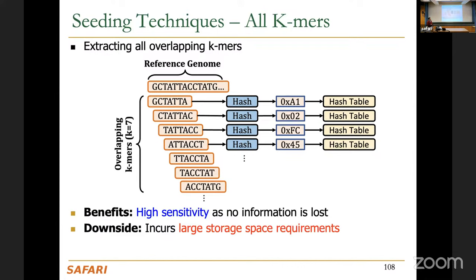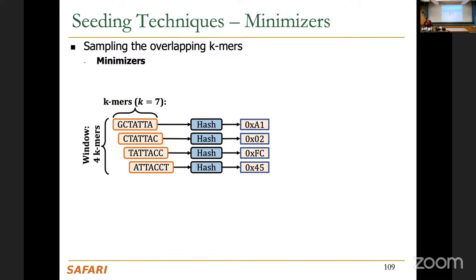because we're not losing any information, literally. But the downside is that it incurs large storage space requirements, meaning we're generating all overlapping k-mers, which may even contain redundant information for that particular reference genome. So basically, there are other techniques to extract these seeds or k-mers from the reference genome and store.